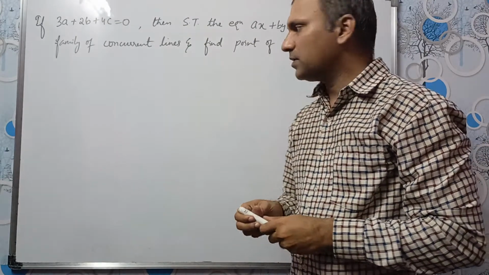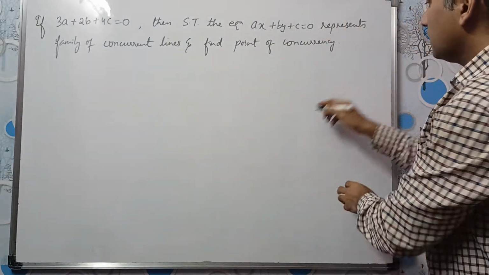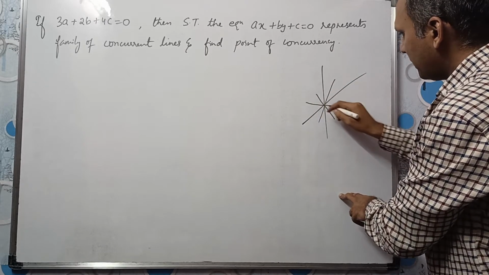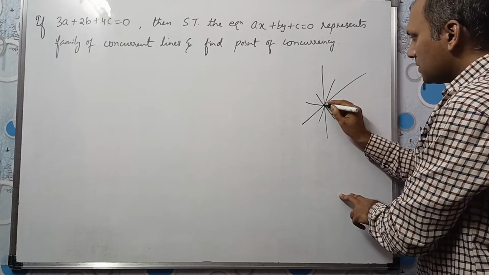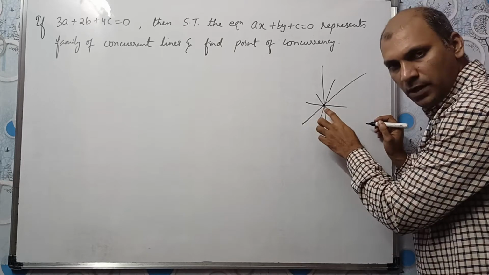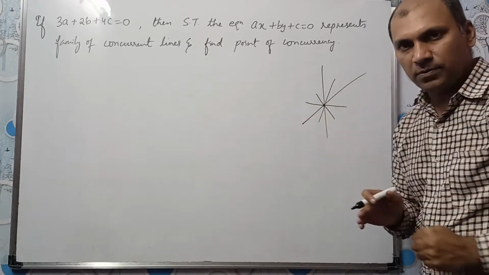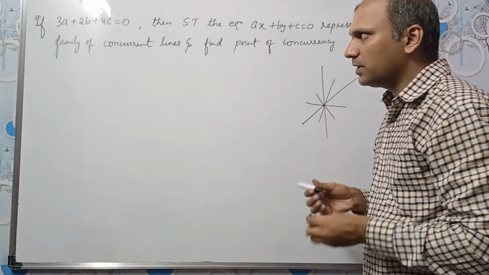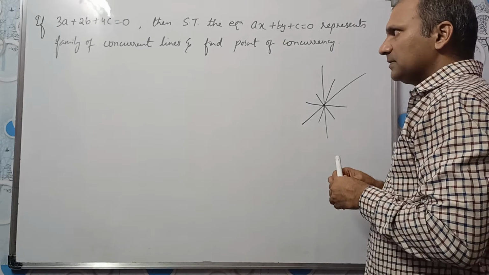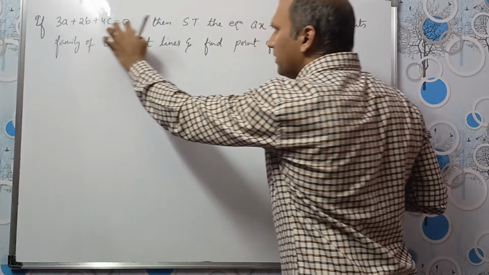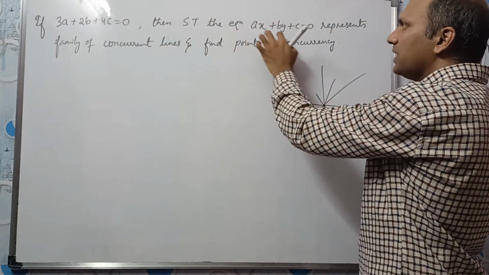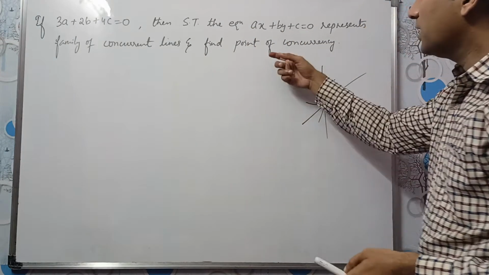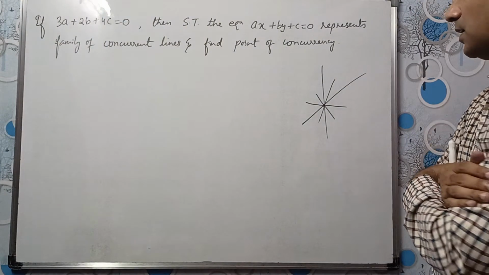of concurrent lines. What are concurrent lines? Concurrent lines are lines which pass through a fixed point. So how many lines will pass through a point? We will have infinite lines passing through a point. So all those lines are called concurrent lines. Okay, this is the condition given, and we need to show that equation ax plus by plus c is equal to 0 represents the family of concurrent lines, and we need to find the point of concurrency also.